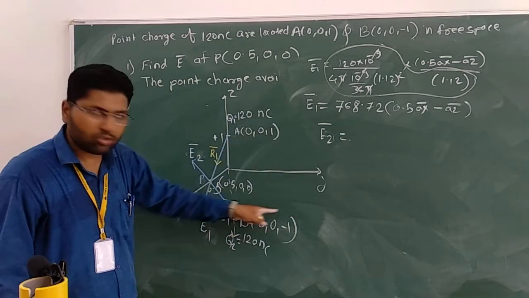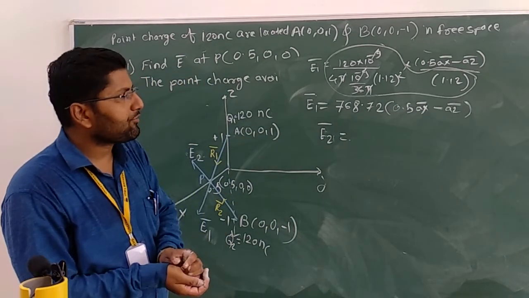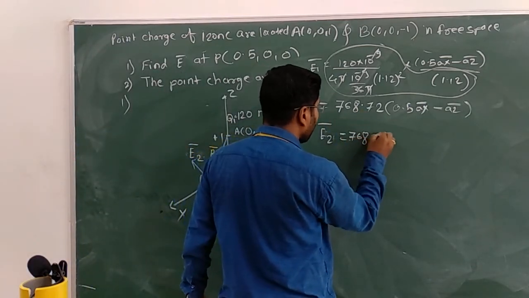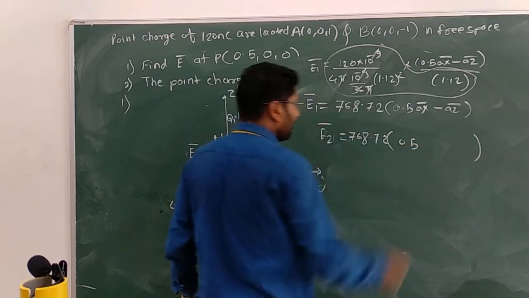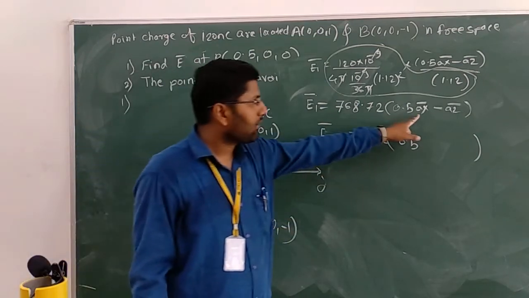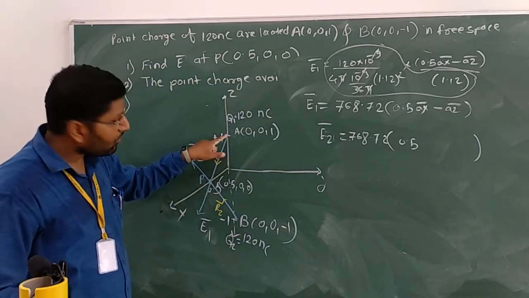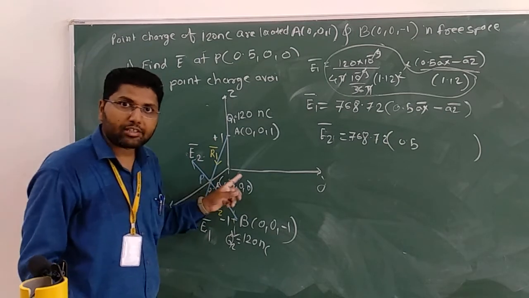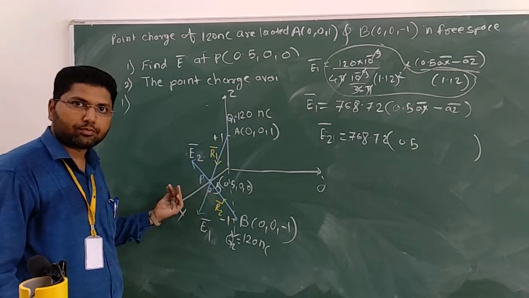0, 0, 1, 0, 0, minus 1. So which coordinate is changing? This constant is the same, 768.72 is the same, and this 0.5 is also the same. What about the Ax bar and Az bar? Is Ax bar changing or not? See, from this point to this point and this point to this point, Ax bar is positive for both, right?